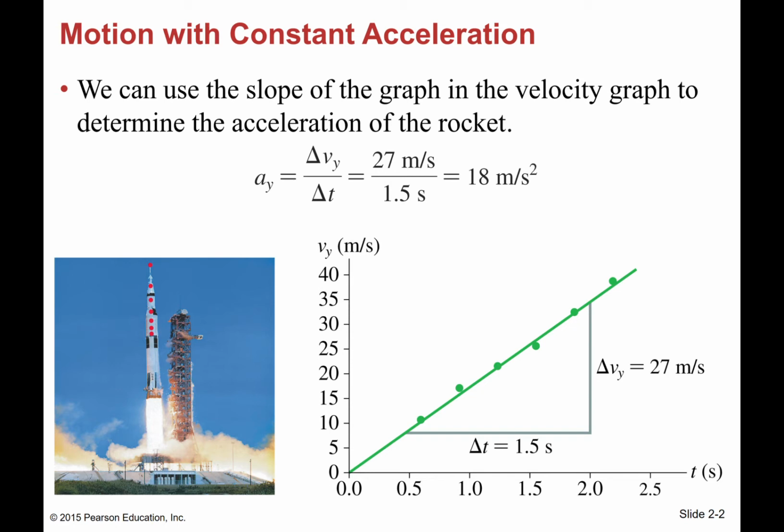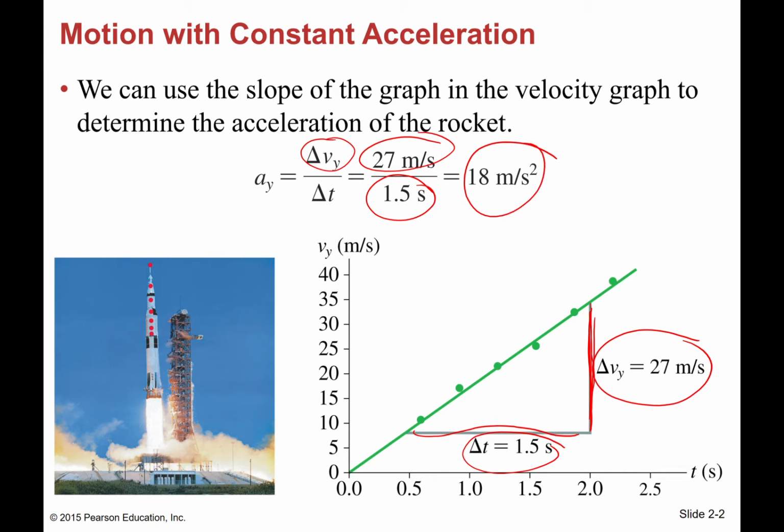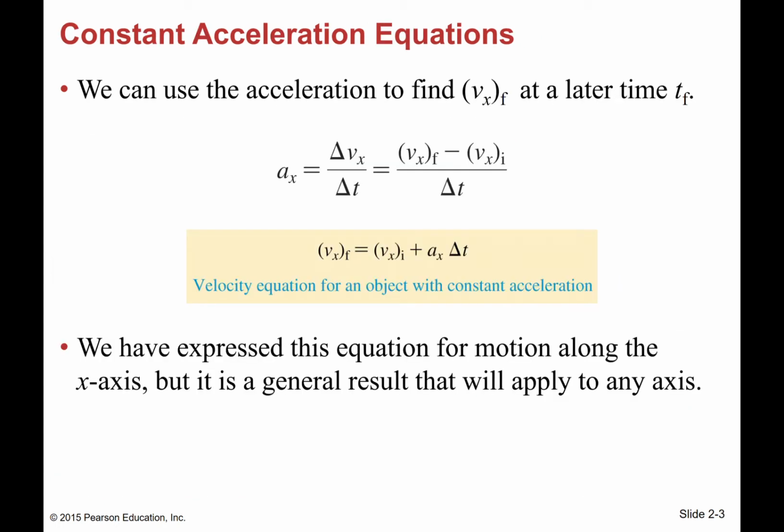The velocity versus time graph is a straight line because it's constant acceleration. So if you do the rise over the run, you get the acceleration, right? This rise is 27 meters per second. So that's delta V, which is 27 meters per second. This run is delta T, which is 1.5 seconds, so that gives you 18 meters per second, or 18 meters per second every second. 18 meters per second squared, so that's what I meant to say. So that is motion with constant acceleration. Remember, the velocity versus time is a straight line.